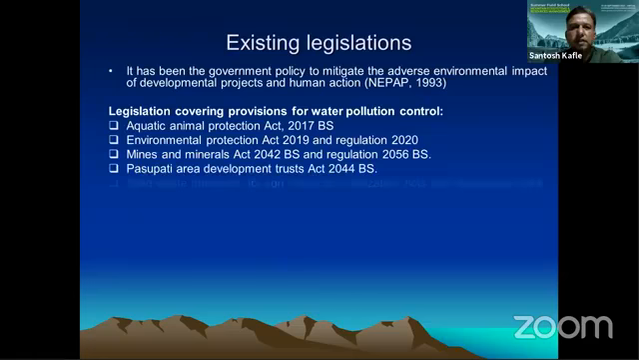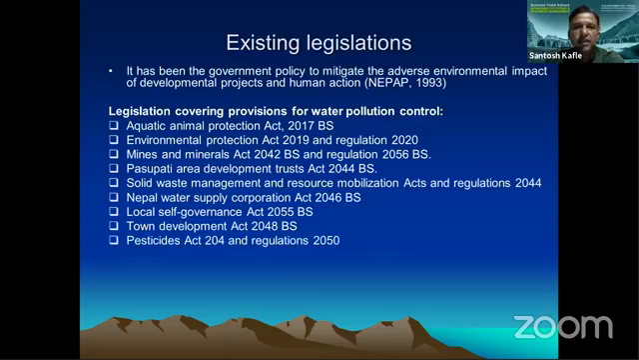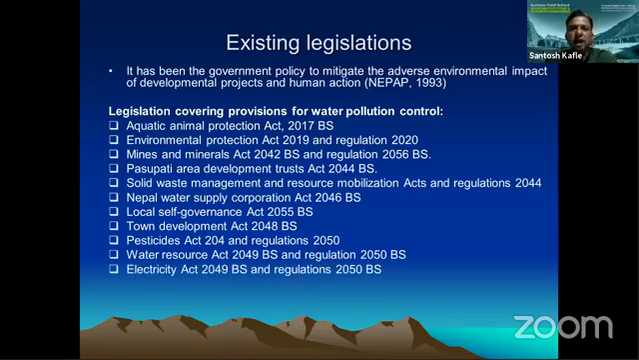So I want to start from the legislation. The existing legislation covering the pollution of inland surface water in Nepal, the pioneer document, is the Nepal Environment Policy and Action Plan 1993. And recently, as a part of the political reformation, we have new acts and regulations. The Environment Protection Act 2019 and Regulation 2020 is the guiding act for the protection of environment and pollution control.